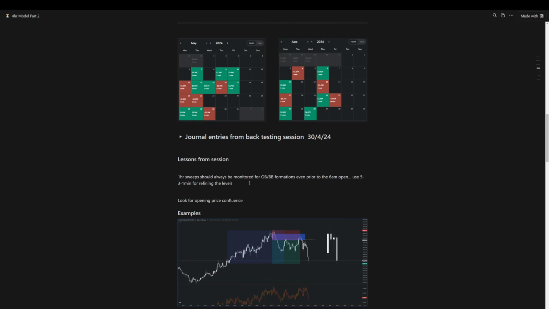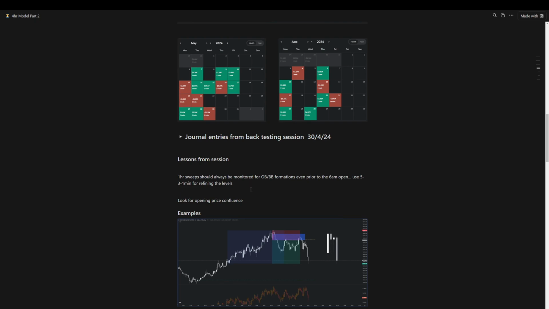So one of the big lessons from the session definitely was the 1 hour sweep should always be monitored for OB and BB formations, even prior to the 6 a.m. open. Okay, so that was probably the biggest revelation of the backtesting session, and that's why those sessions are so good, because they provide you insights that you wouldn't have thought of otherwise. So we're just looking for those formations from 1 hour sweeps, and we're using the 5 minute, the 3 minute, and the 1 minute for refining those levels.